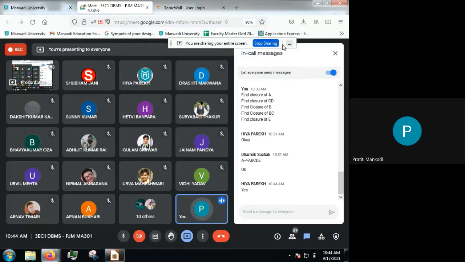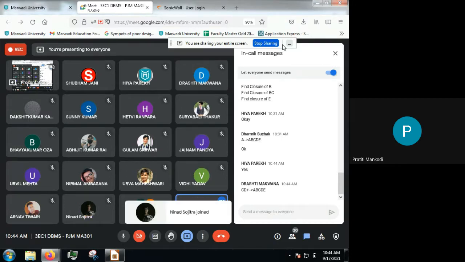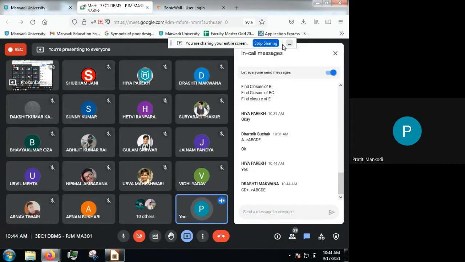Dakshit, give me the closure of B. Sunny, give me the closure of BC. And who is left? Suryabali, give me the closure of E.